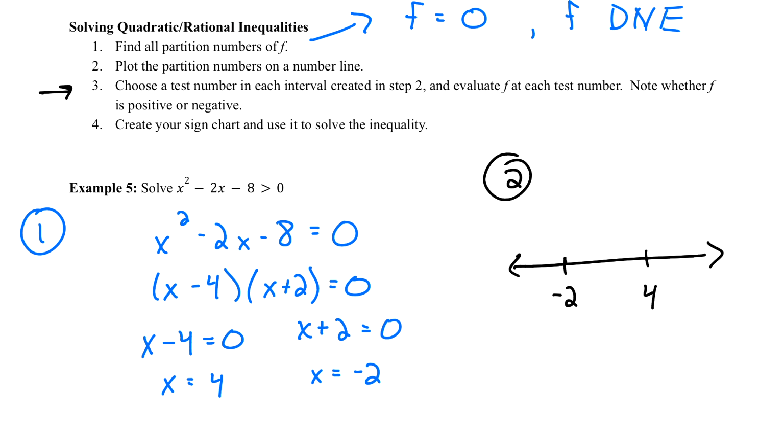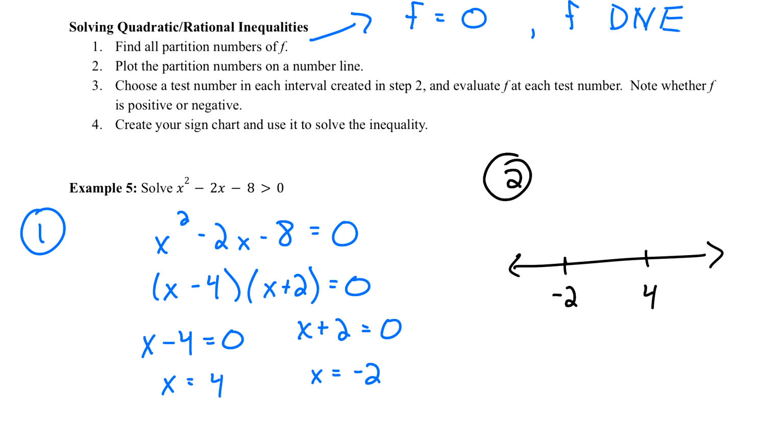Next step. This is the most involved portion of the problem. It says choose a test number in each interval created in step 2 and evaluate f at each test number. Note whether f is positive or negative. I've really created 3 separate intervals in this problem. I have negative infinity to negative 2, negative 2 to positive 4, and then positive 4 to positive infinity. So I really have these 3 separate pieces.